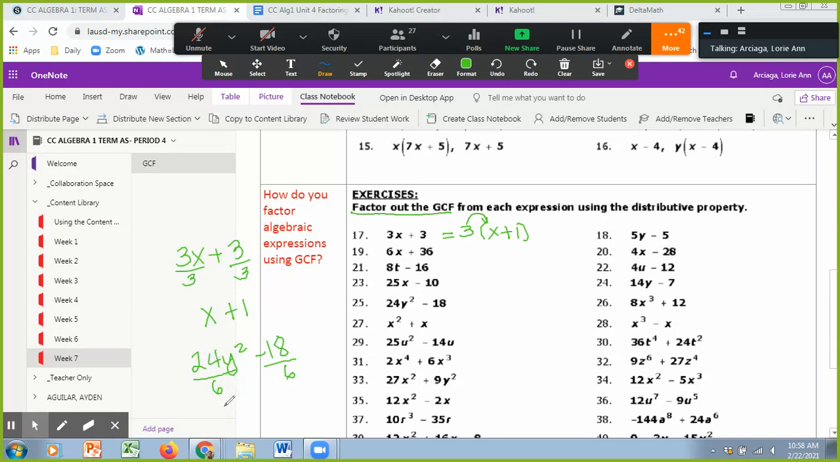Now what's the answer when you divide by 6? 24 divided by 6 is 4. The y squared does not have a partner underneath, so you have to bring it down. And then minus 18 divided by 6 is 3. So you found the answer already. Your answer to number 25 must be the number that you divided them by, the GCF, and then the quotient when you divided them. That GCF goes in front, and the answer when you divided both of them by the GCF goes in parentheses.